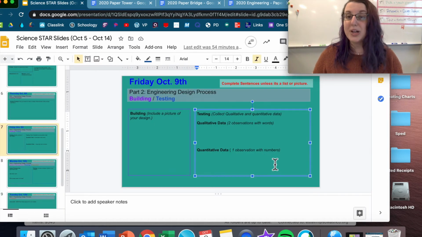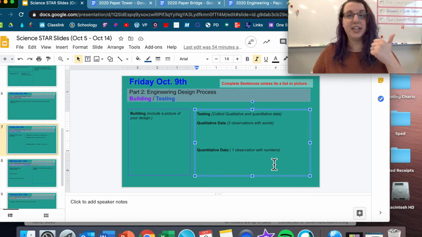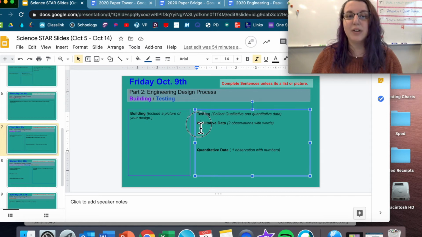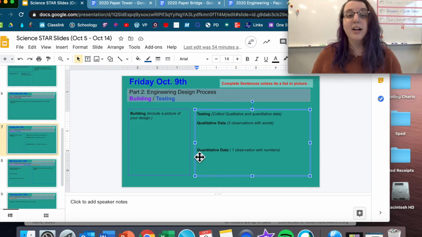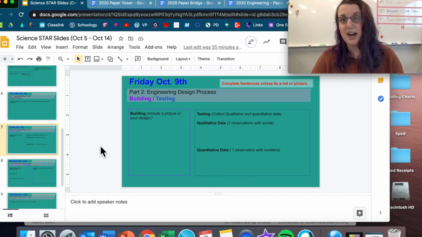Good try. Once you have done your test and seen how much it can support or how well it protects your egg, for testing, you're going to write down some qualitative data. So 2 observations with words. You need 2 pieces of qualitative data, and that's with describing words. And then quantitative data, you need 1 observation with numbers. Now, depending on what you test, these could be very different things for different people, for different projects. So try to figure out just 2 observations with words, 1 observation with numbers. If you're wondering, is this a quantitative data point? Does it have a number in it? Then yes, it is a quantitative data point. And that is what we are expecting you to get done on Friday.